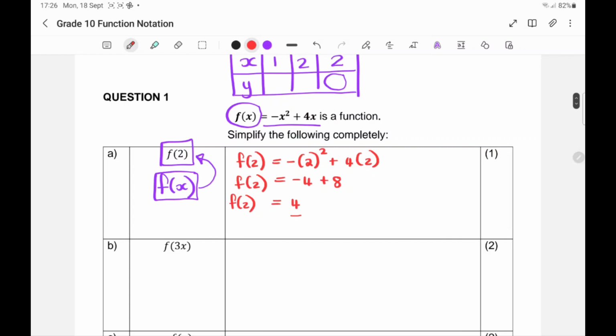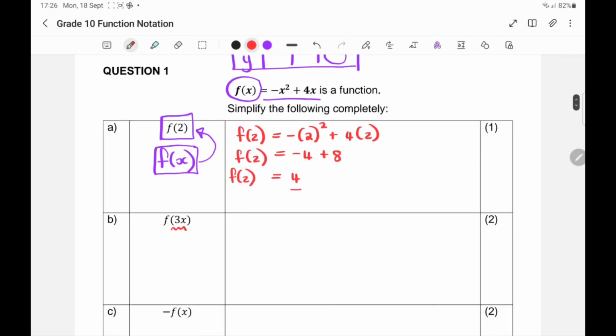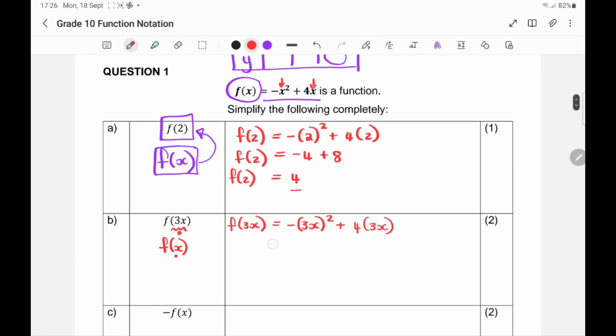Now as well, instead of just having a value, we ask you to replace it with 3x. So what was the original? f of x. So the x changed into a 3x. Everywhere where you see an x, you're going to replace it now with 3x. So f of 3x would be equal to -3x squared plus 4 times 3x. And then you just need to simplify.